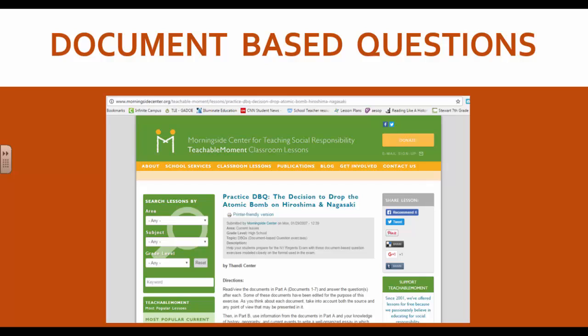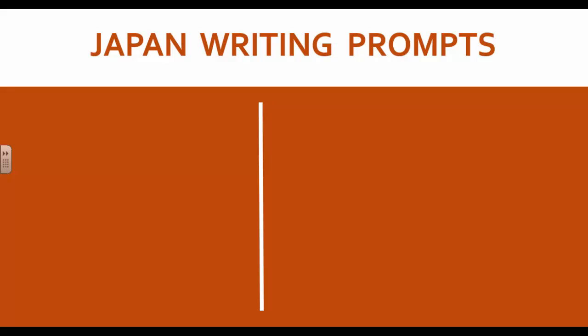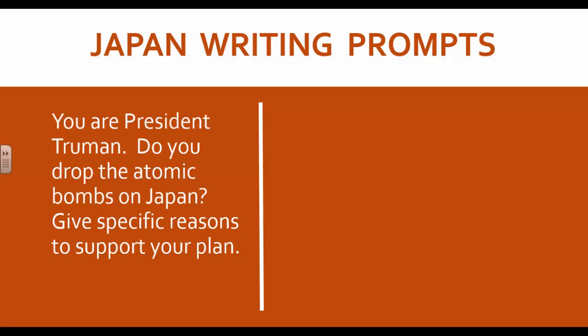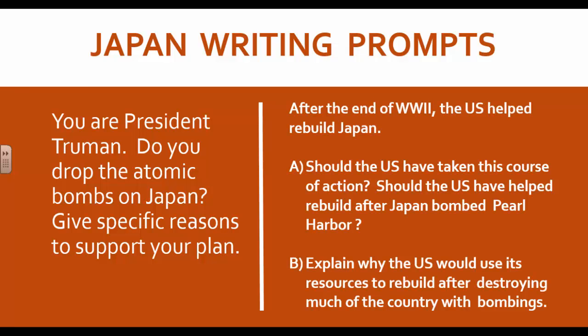After examining the documents, there's a writing prompt provided, or you can create the prompt of your choosing. Here are some other suggestions for students to write. First, have students assume the role of President Truman. Have them make the call to drop the atomic bombs or not. Second, students should evaluate reasons for rebuilding the country of Japan and whether or not that was the most appropriate role for the U.S. to take.